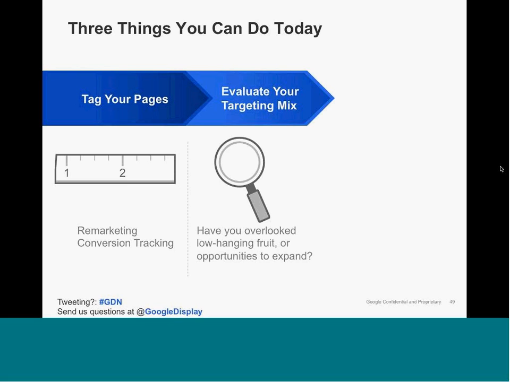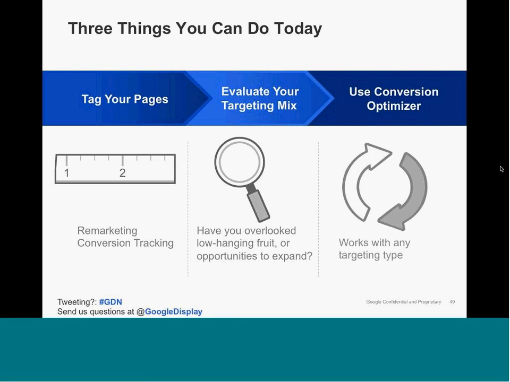Secondly, in light of all the targeting strategies we covered today, evaluate your targeting mix. Are there areas that you can expand to for more volume, or is there low-hanging fruit that you need to implement? Finally, try Conversion Optimizer. It works with all targeting types and takes a lot of the manual effort needed to make display optimization off your plate.